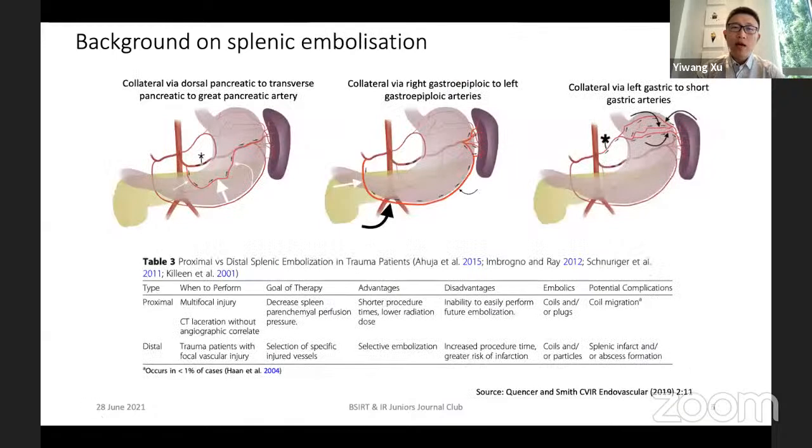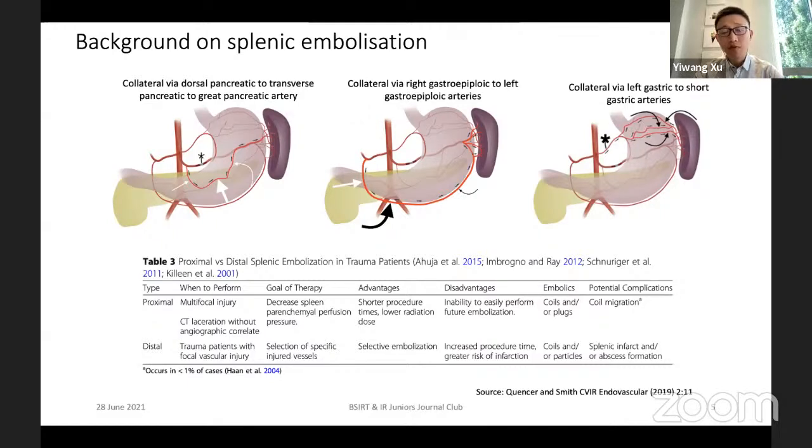A little bit on the embolization technique. The splenic artery is not an end artery, as some of the first year medical school anatomical diagrams may have misled us to believe. In fact, there are three collateral pathways: via the spleen, via the omentum, and via the left gastric vessels.